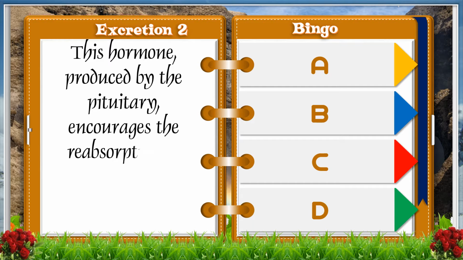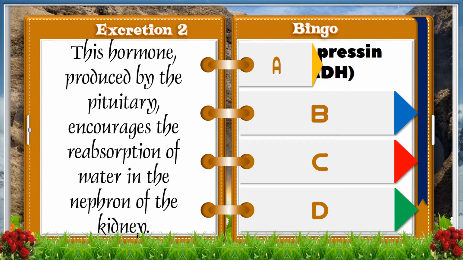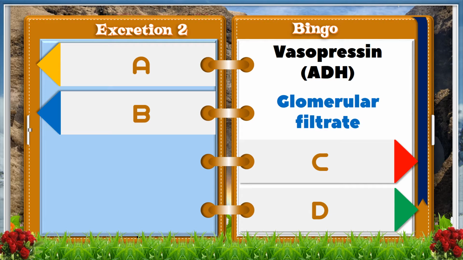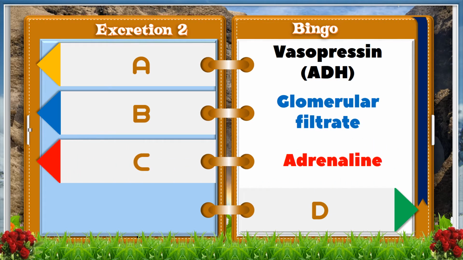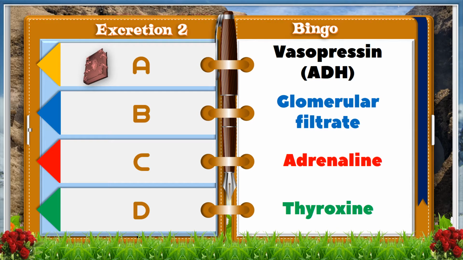This hormone, produced by the pituitary, encourages the reabsorption of water in the nephron of the kidney. A. Vasopressin or antidiuretic hormone, ADH. B. Glomerular filtrate. C. Adrenaline. D. Thyroxine. And the answer is A. Vasopressin.